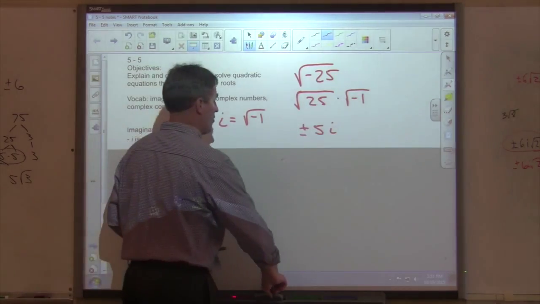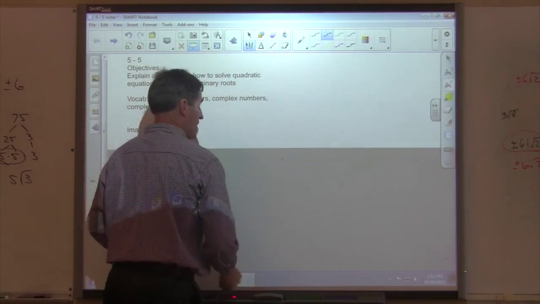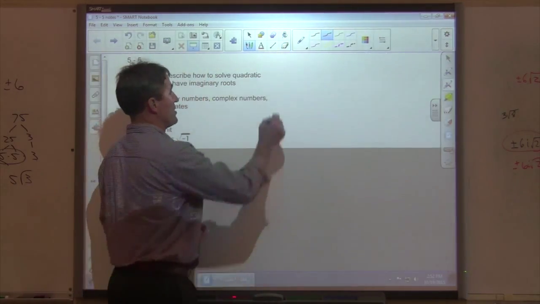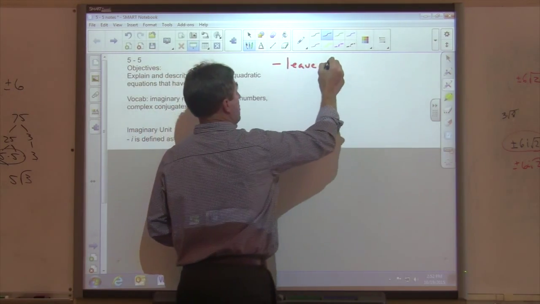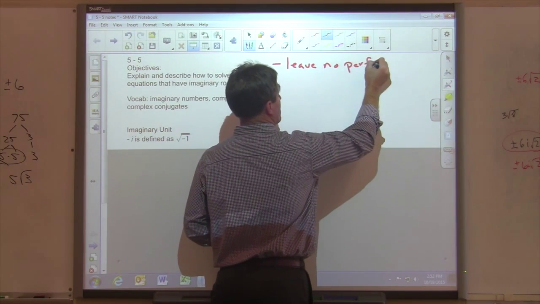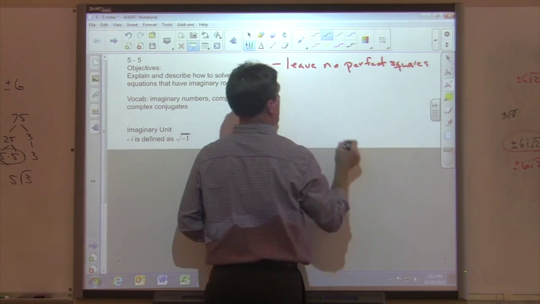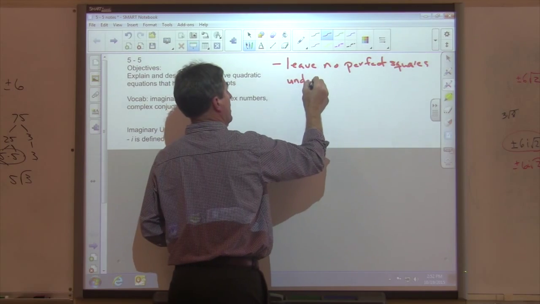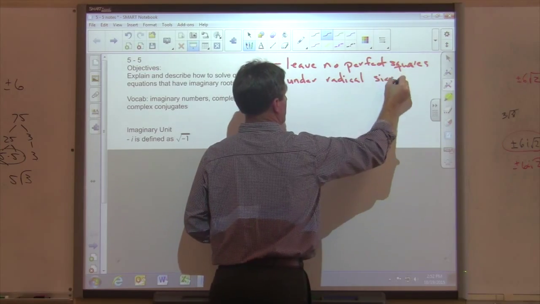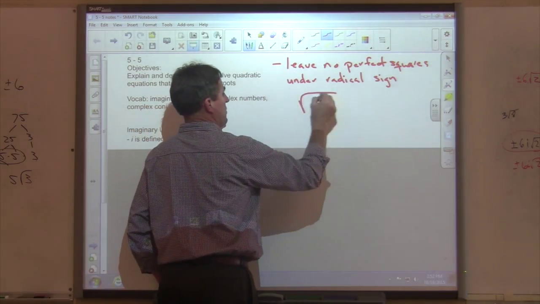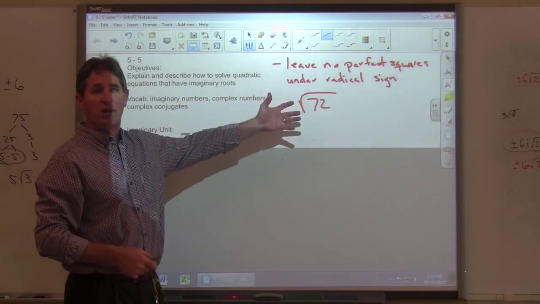Now also on this assignment, you're going to have to be able to reduce square roots. And when you reduce square roots, we basically have three rules. The first rule is that we leave no perfect squares under the radical sign, or inside the radical. So that would be like the square root of 72.